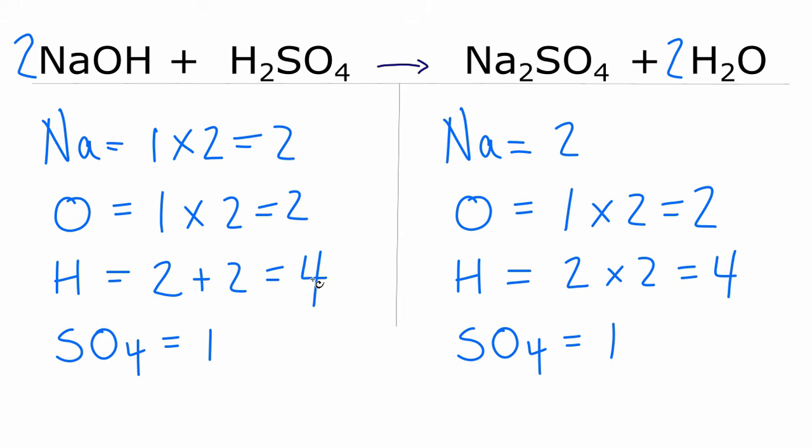So now everything's balanced. We have our sodiums, oxygens, our hydrogens are balanced, and we have one SO4 group on both sides of the equation, and we're done. This equation's balanced. If we didn't use the SO4, if we had sulfur and we added the oxygens together, that gets a little bit messy and it can lead to errors that can make balancing equations quite difficult.